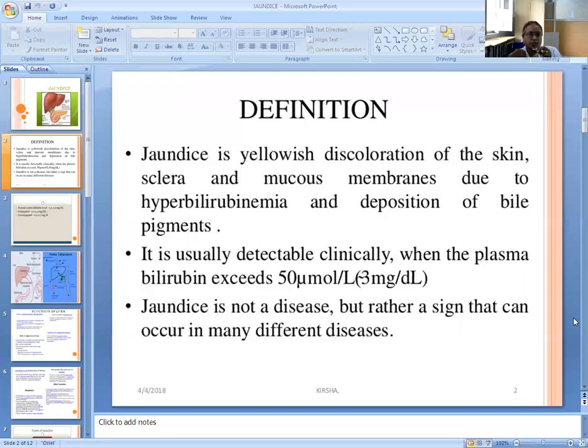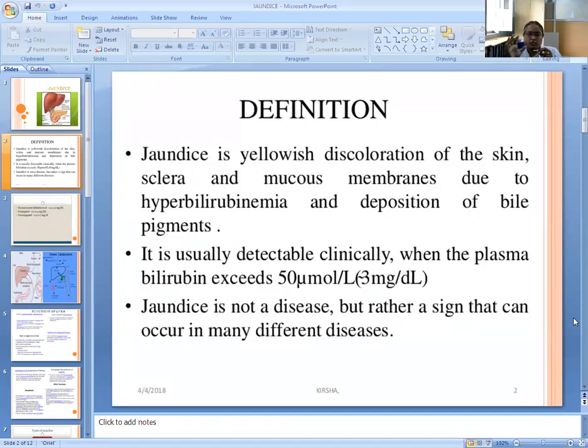So with jaundice or icterus, the yellow tinge is usually detectable clinically when plasma bilirubin level exceeds 3 mg per deciliter. So it is usually detectable clinically. Means clinically you can see the yellow tinge of the patient, yellowness of the eyes or yellow color of the skin when plasma bilirubin level exceeds 3 mg per deciliter.